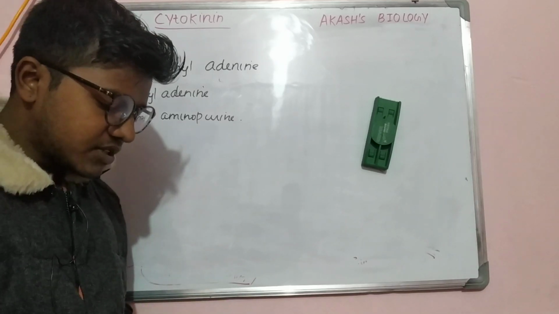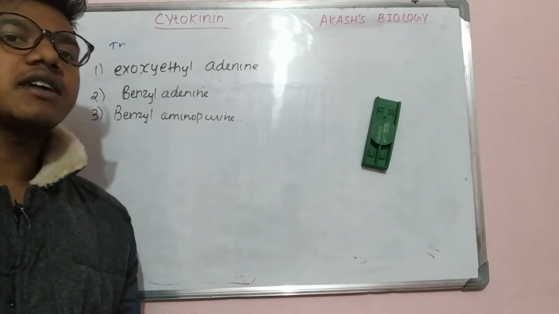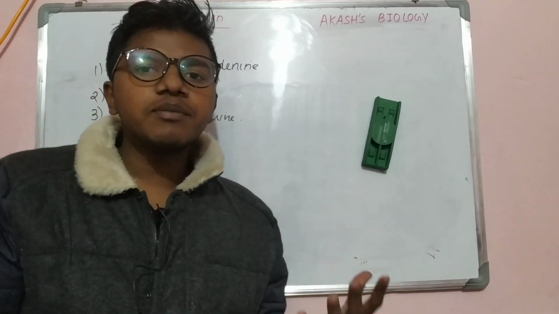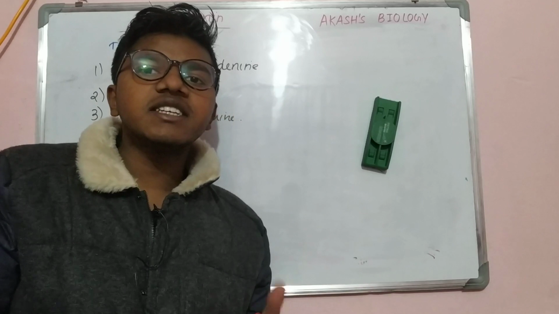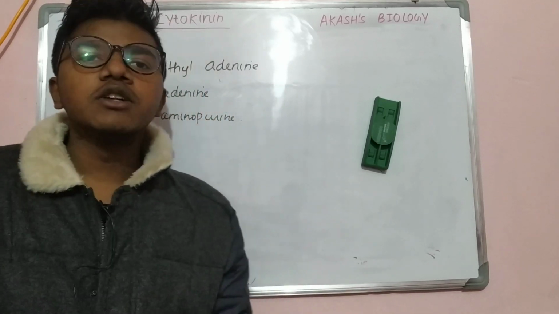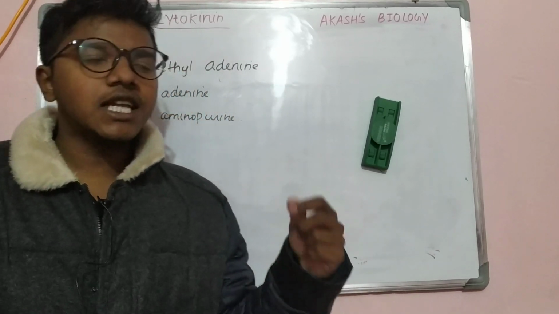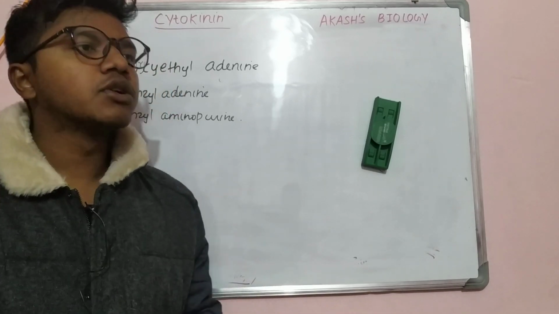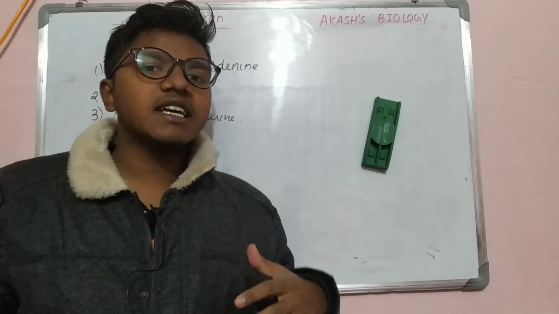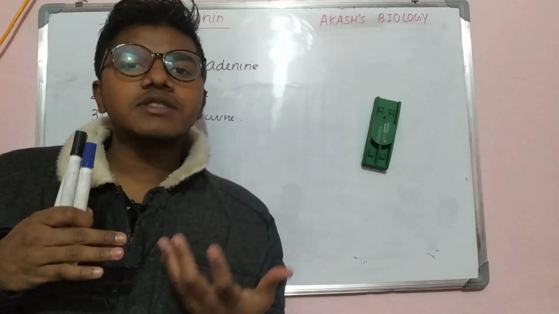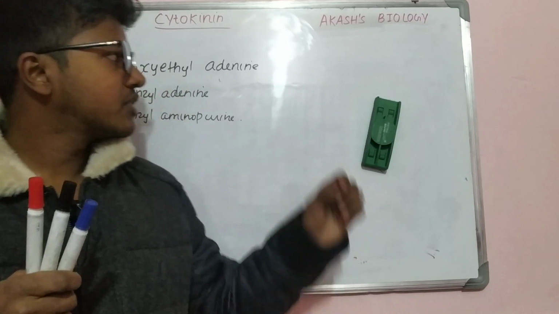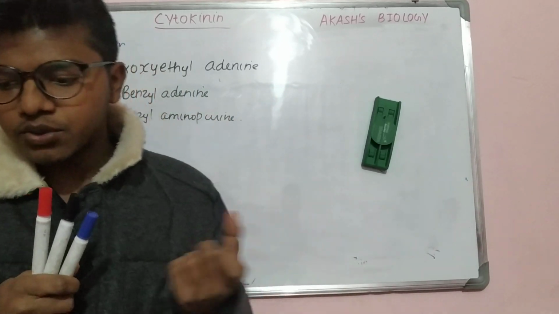Now coming to the parts of the plant from where we can get cytokinins. Cytokinins are present in all parts of the plant where active cell division is ongoing. They may be in the tip of roots or the tip of shoots, or in the buds, or in the callus, or in the growing leaves. Wherever there is increasing cell activity or cell division ongoing, we can find cytokinin.